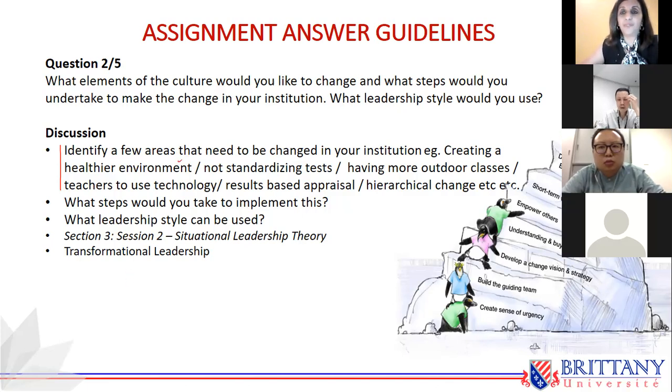So it can be maybe creating a healthier environment. Everyone is bringing in food to eat, but you now want to change it. You are trying to tell everyone, we are going to go on a healthy diet. So whatever food you're bringing, it has to be nutritious. It must have all the values. Another example is, you used to be having standardized tests and exams. Every class in a particular year is doing the same tests. But now you want to make a change. And the change is no more standardizing. Everybody has to set their own paper. Okay? What about having more outdoor classes?